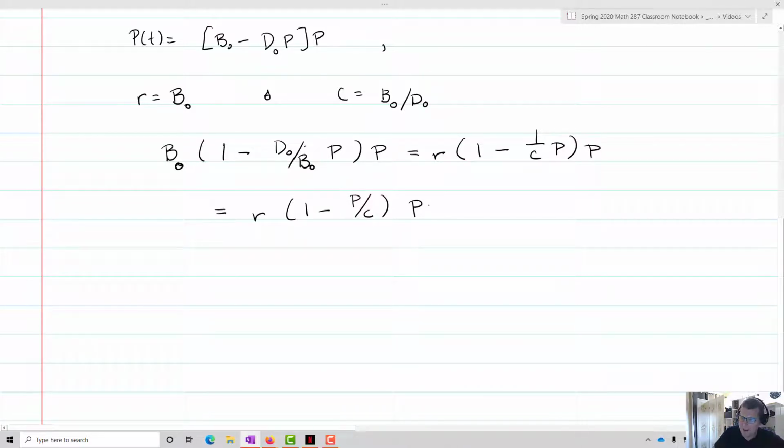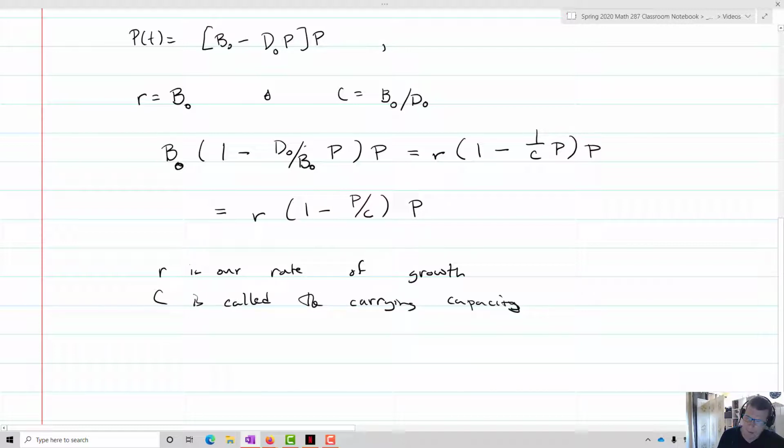And what that's going to allow us to do is see our equilibrium solutions a lot more carefully, and it's going to help us define some things. R is our rate of growth. And C is called the carrying capacity. We can see some things about that carrying capacity that make it really important.